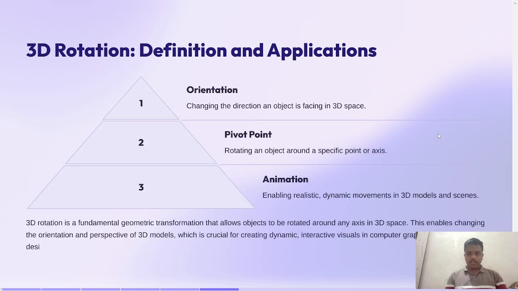So next is 3D rotation. 3D rotation is a fundamental geometric transformation that allows an object to be rotated around any axis in 3D space. This enables changing the orientation and perspective of a 3D model, which is crucial for creating dynamic, interactive visuals in computer graphics, animation, and simulations. So how does it work? It changes the direction an object is facing in 3D space, rotating an object around a specific point or axis. Similarly, applications for 3D rotation include animation, video games, and more.